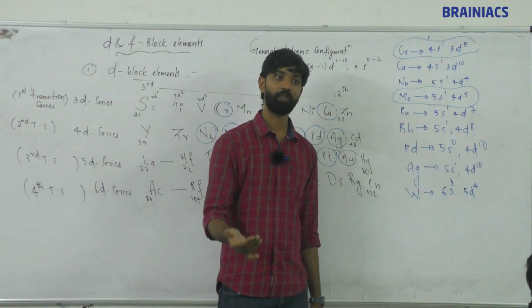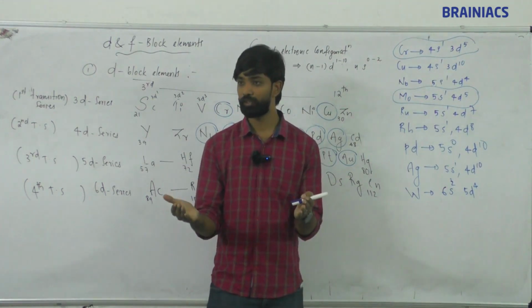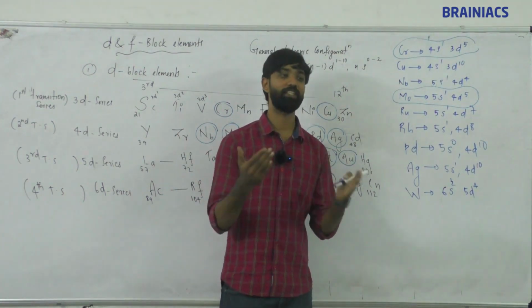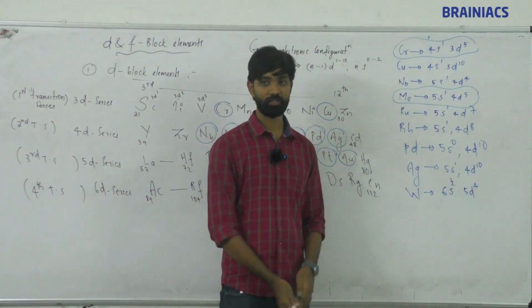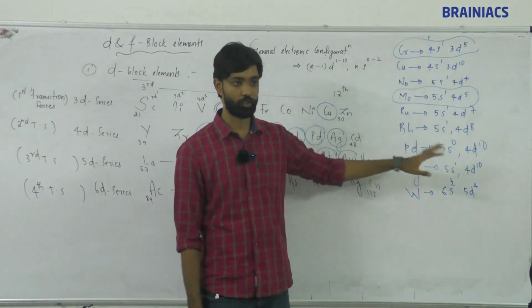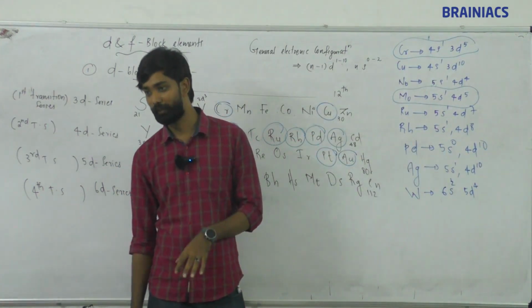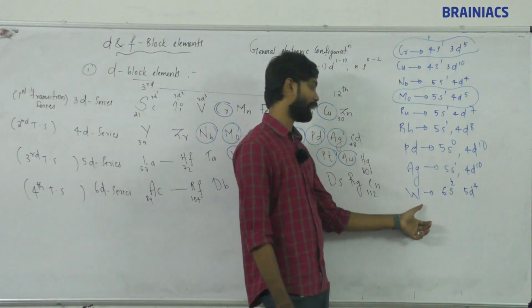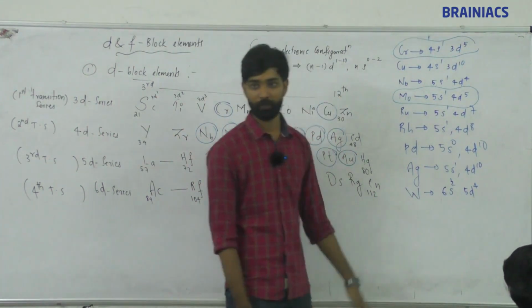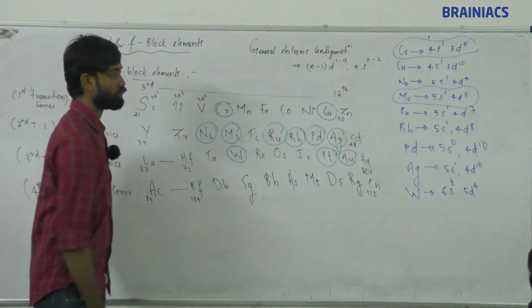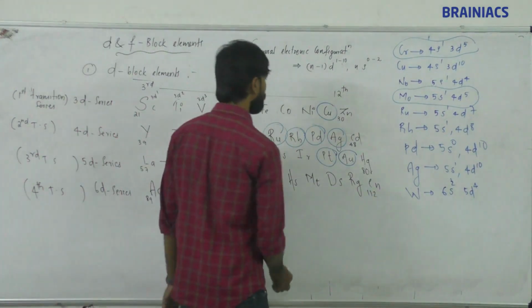Shielding effect, electron-electron repulsion, exchange energy, exchange possibility. So there are a lot of other reasons for this exceptional configuration, not only stability. Our expectation does not hold in the case of tungsten. So tungsten is 6s2 5d4.